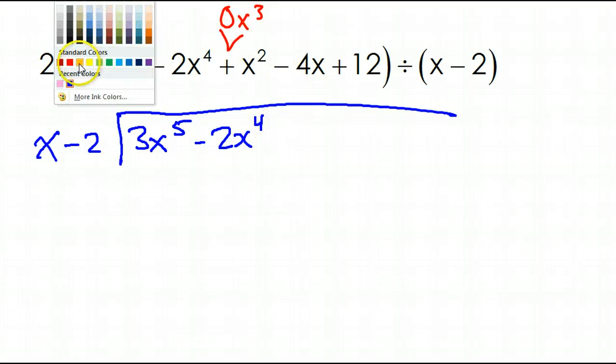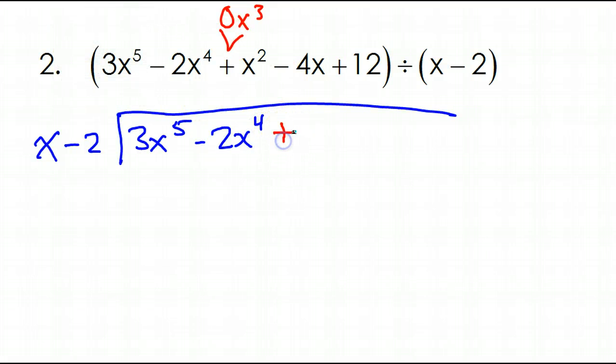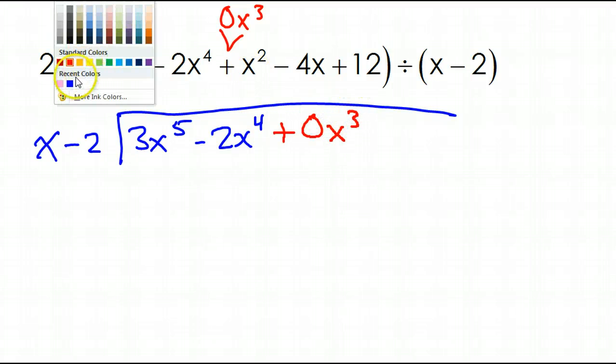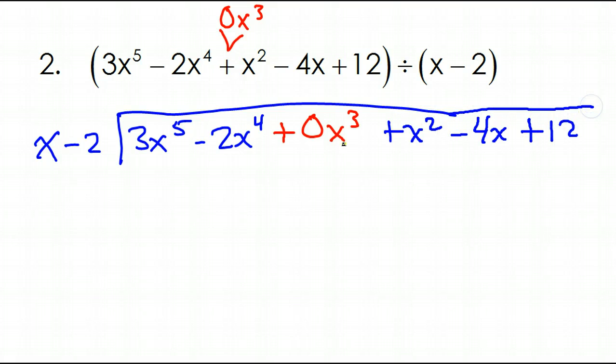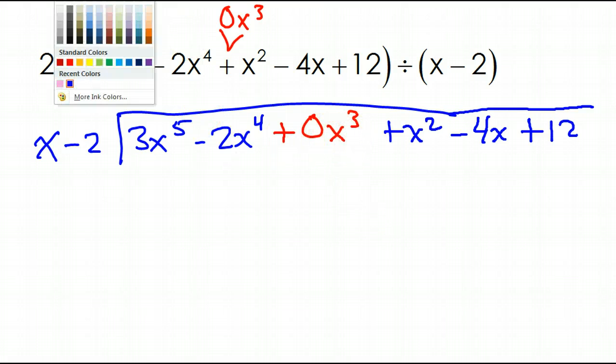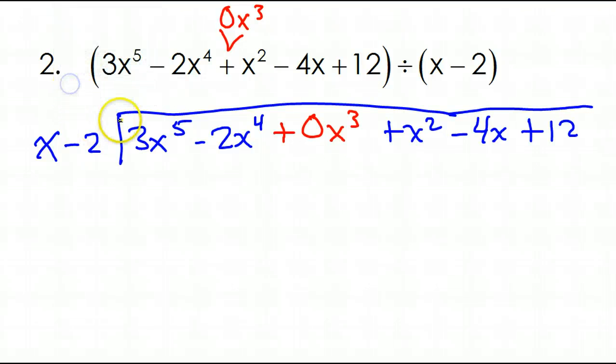Now here comes the missing term, plus 0x to the 3rd power, plus x squared minus 4x plus 12. Okay, so that was the key, is to not leave out that missing term. Now let's get started. I'll just keep it the blue for now.